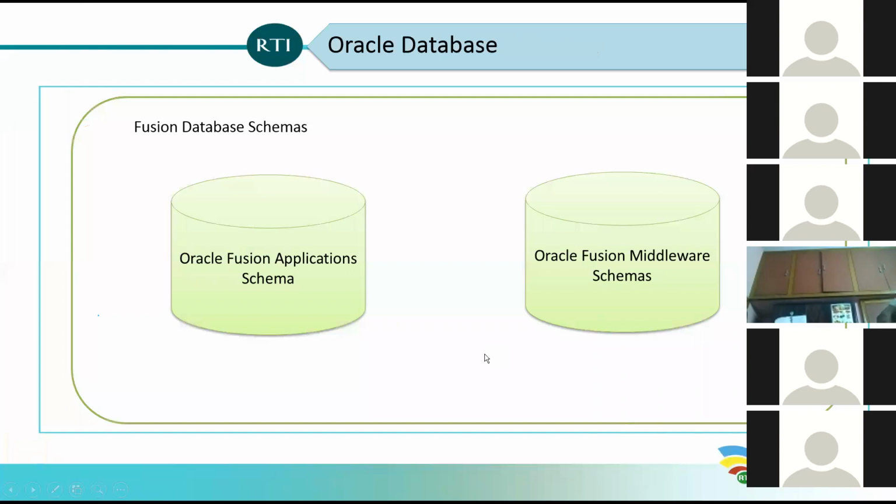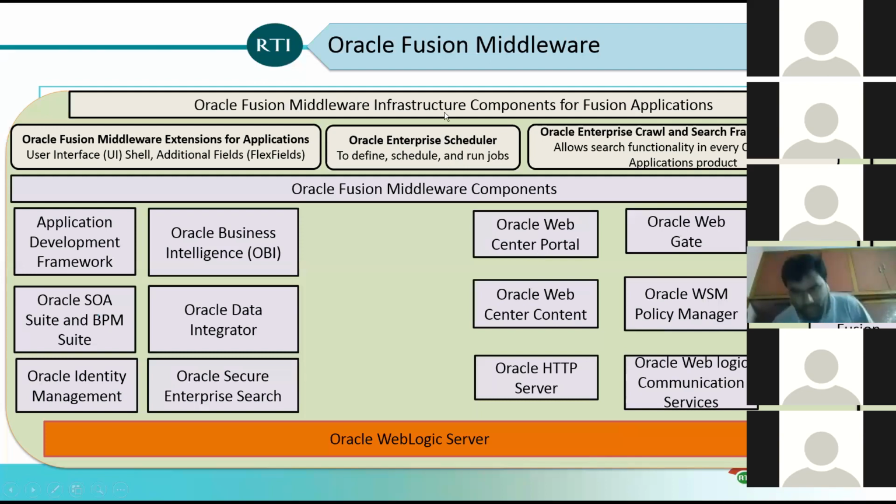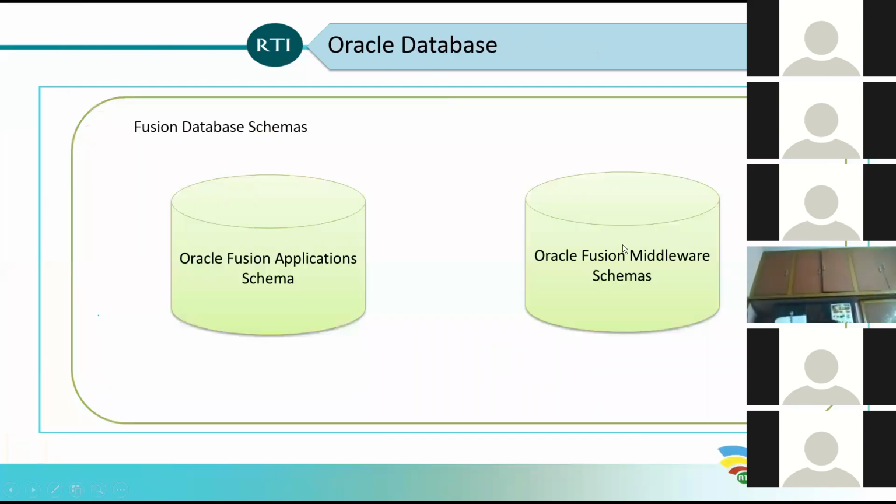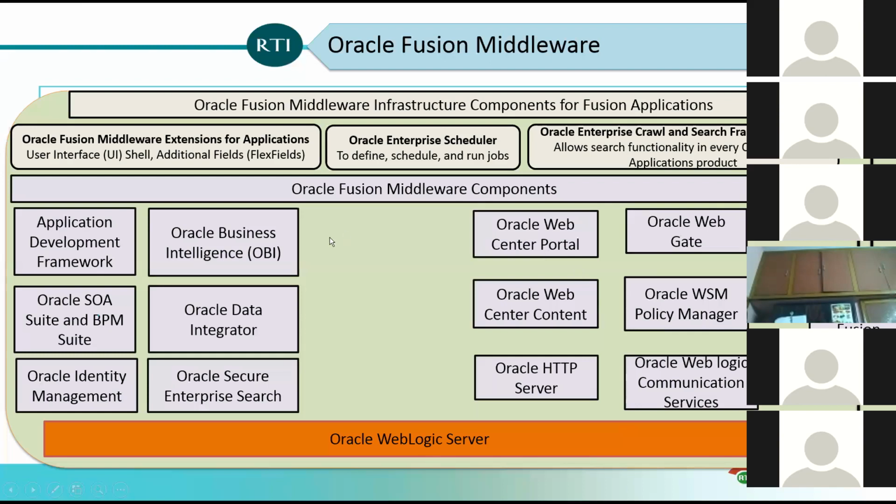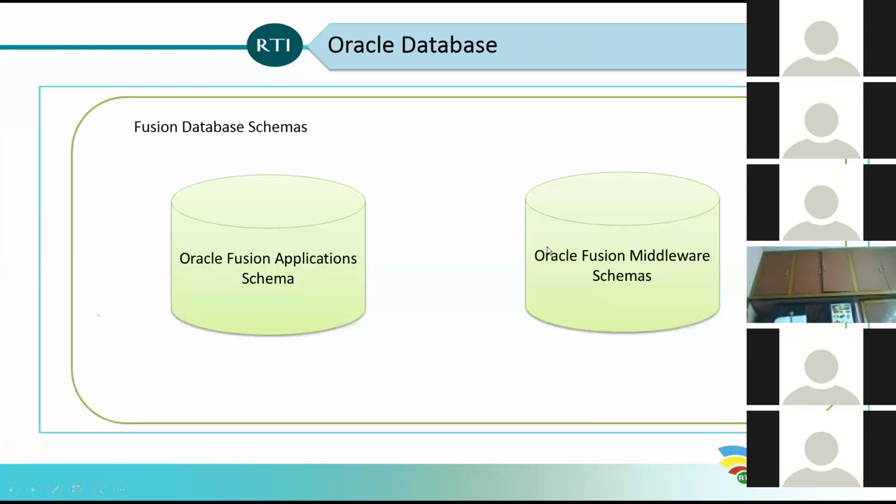And the next one is the Fusion database. We have two kinds of databases: one is the Fusion application schema and the other is the Fusion middleware schema. Fusion application schema is for the Fusion product families, and Fusion middleware schema is for any middleware components. If we have our custom application, then all the custom applications will go into the Fusion middleware schema. So these are the two databases we have.